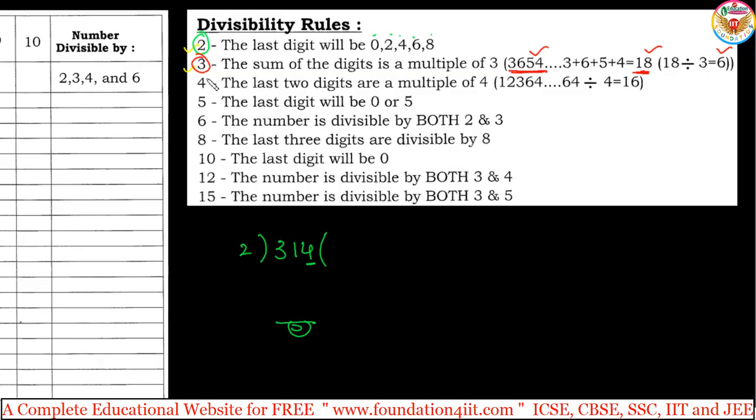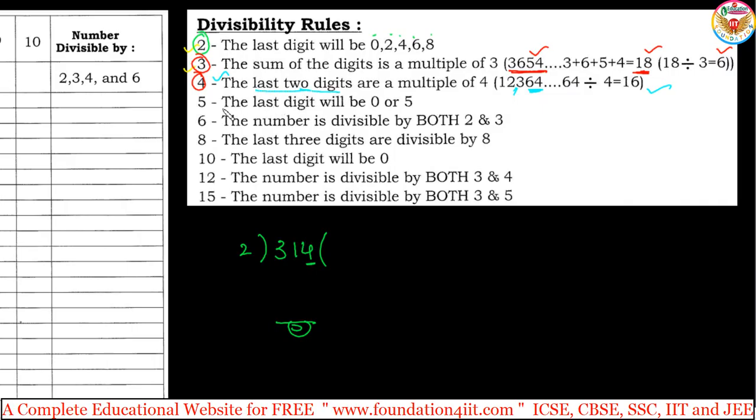Right. Next, the rule for 4: the last two digits are a multiple of 4, meaning the last two digits must be in the 4 table. For example, 12,364. 64 is in the 4 table because 64 divided by 4 is 16. So 12,364 is also divisible by 4. The rule for 4 is the last two digits.